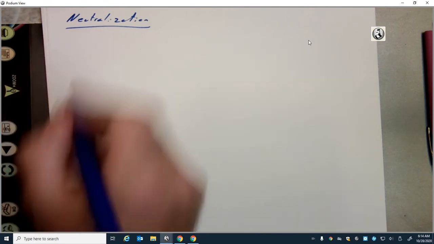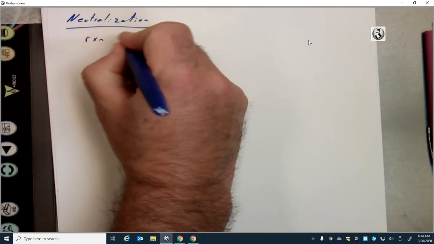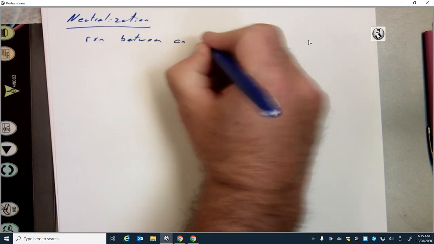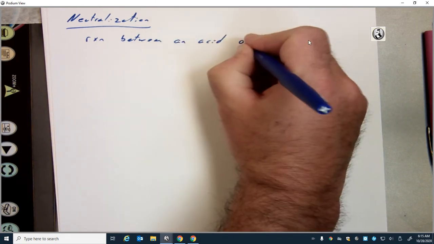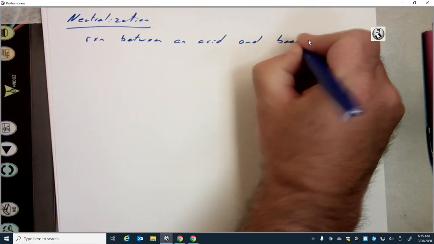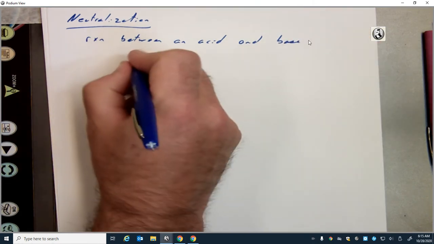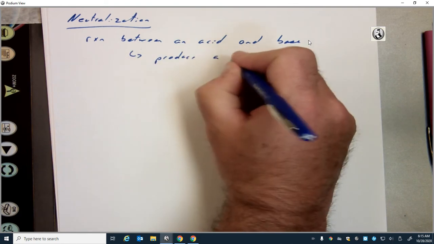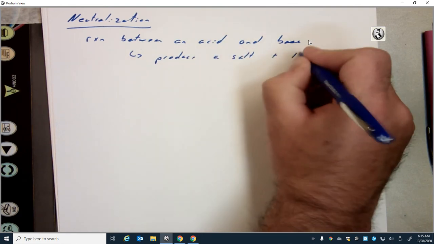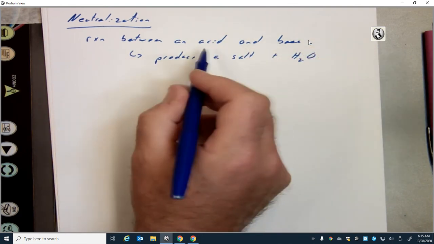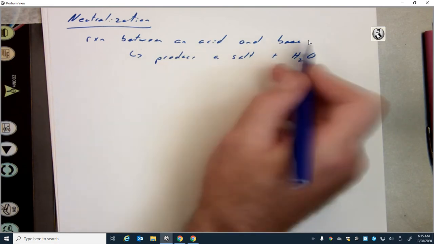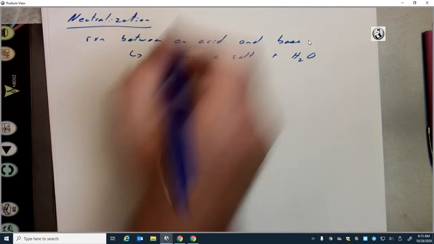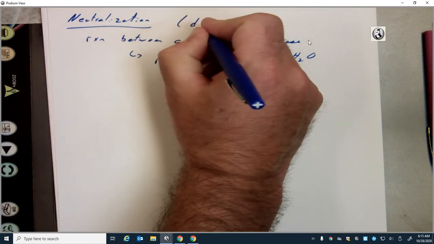So we've already defined this. This is a reaction between an acid and a base, and it will always produce a salt and water. The acid and base neutralize each other just to produce salt water. Now, in reality, this is just another type of double replacement.